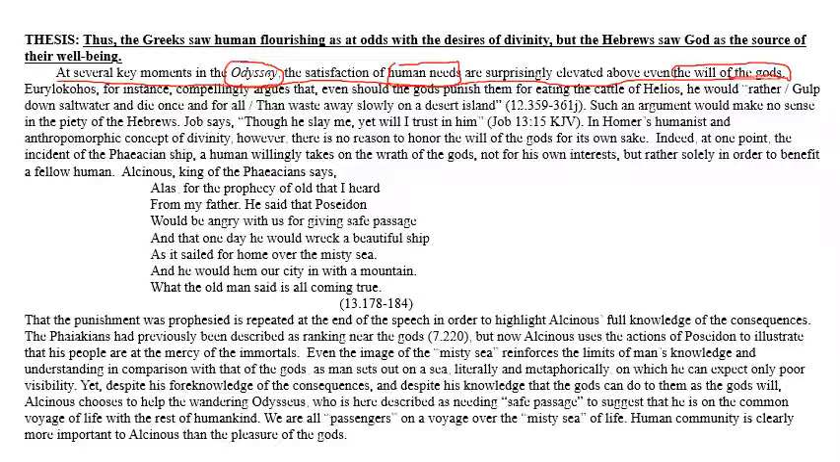At several key moments in the Odyssey, the satisfaction of human needs are surprisingly elevated above even the will of the gods. Eurylochos, for instance, compellingly argues that even should the gods punish them for eating the cattle of Helios, he would, quote, rather gulp down salt water and die once and for all than waste away slowly on a desert island. Okay, so now we've quoted. Look what we do next. Such an argument would make no sense in the piety of the Hebrews. Job says, though he slay me, yet will I trust him. So notice the paragraphs on the Odyssey.